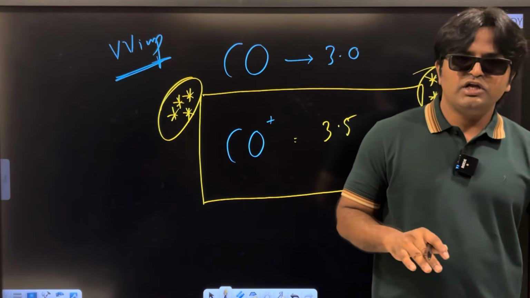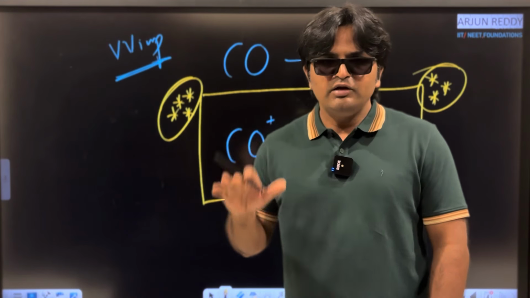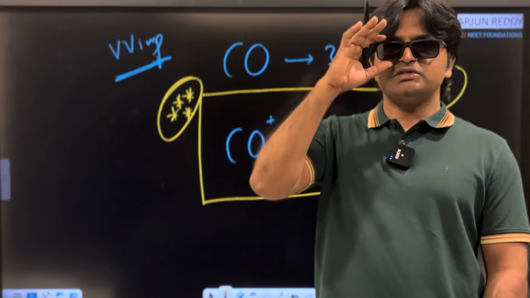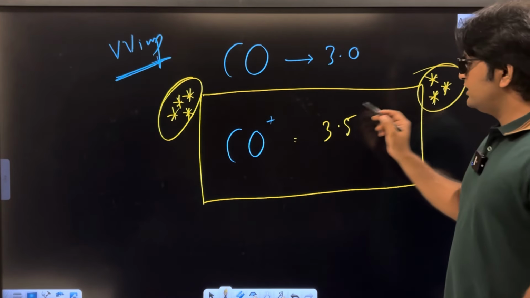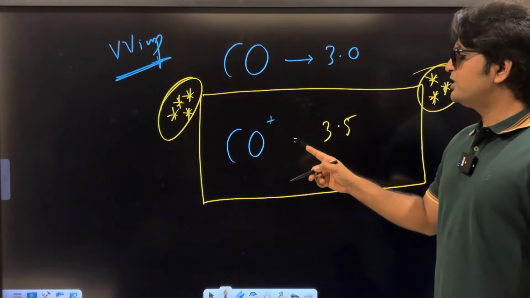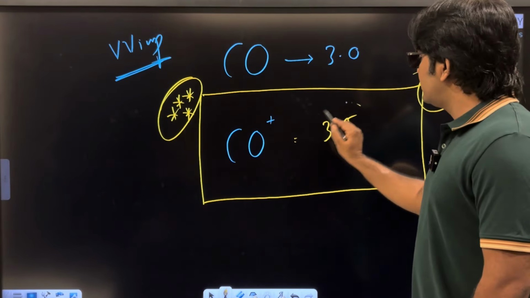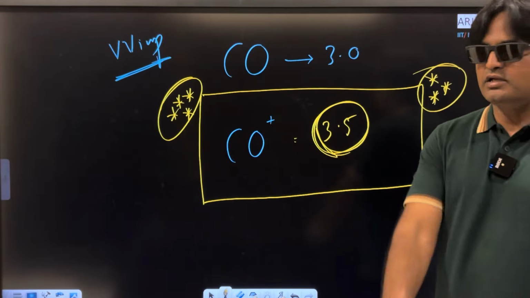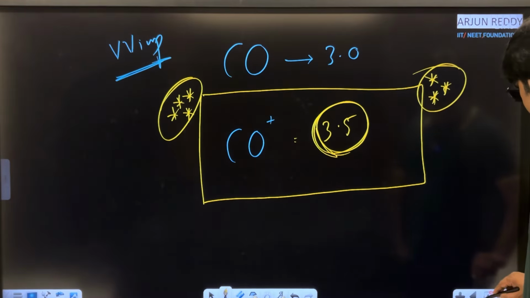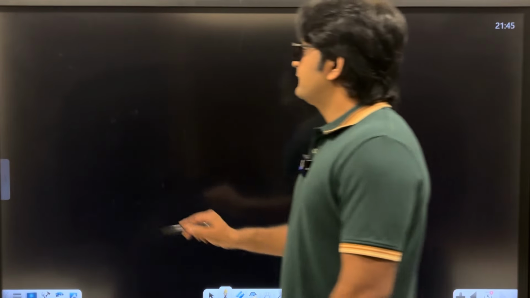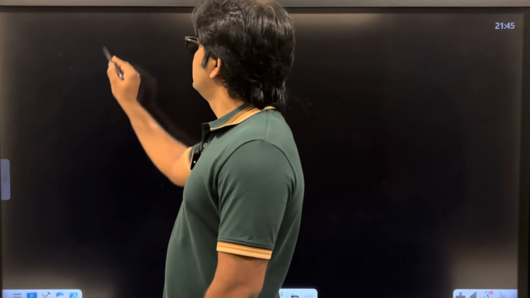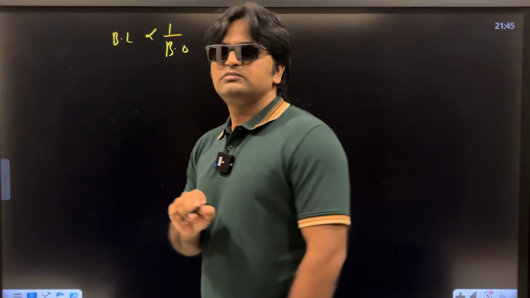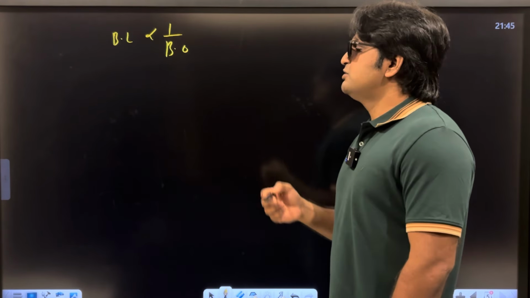Okay, this is the story about bond order calculation and magnetic behavior in terms of paramagnetic species and diamagnetic species. Once again I am going to tell the same point. This is a very important example. CO plus bond order value is how much? 3.5. Next, if you want to compare the bond lengths, bond length is inversely proportional to bond order. Very important, bond length is inversely proportional to bond order.